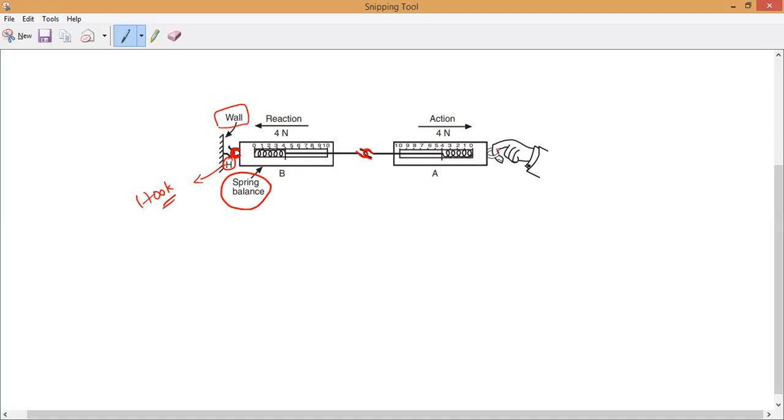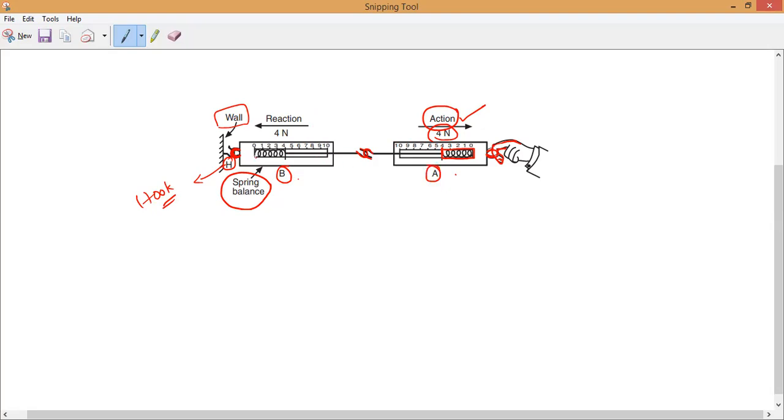Now, at the end of the second spring balance, with my finger, I am trying to exert force. Then you can see the spring is stretching here. Have you noticed it? So what is the force exerted here? You can notice it. What is the force exerted? By my hand. By my hand it is 4 newtons. So whatever force I pull or push with, this is called what? Action. With this spring balance, I am trying to exert 4 newtons of force on this B body.